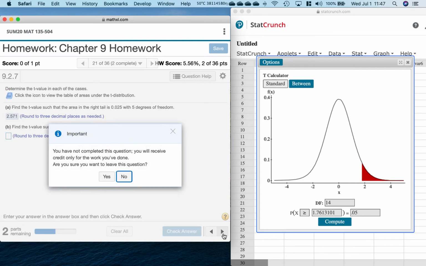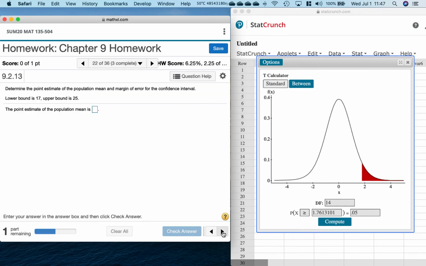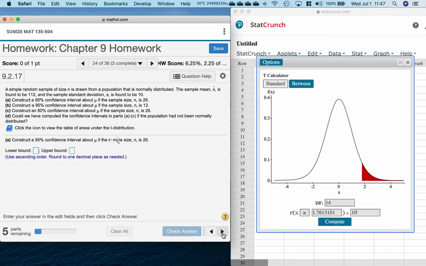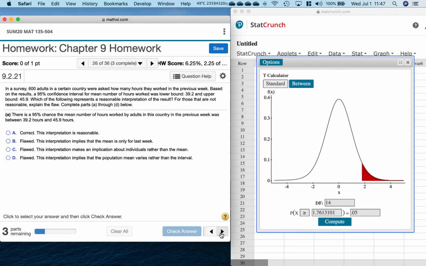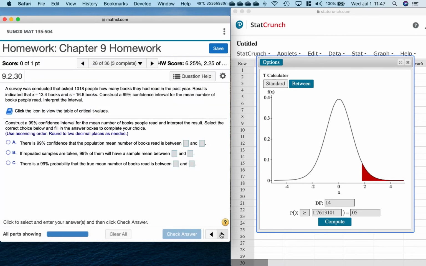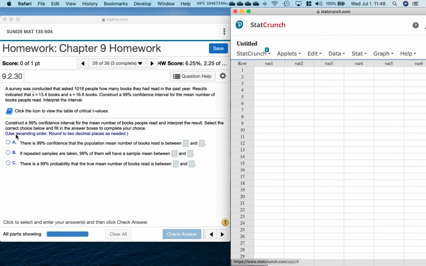All right, so the next one that I'd like to take a look at is to compute confidence intervals for a population mean. I had one in mind. Let me find it. Yeah, let's take a look at this one here. A survey was conducted and asked this many people the books they read. Here we're given the mean and our standard deviation. So now we want to do our 99% confidence interval.